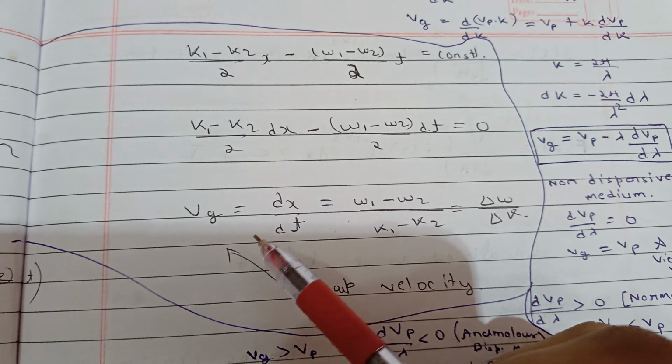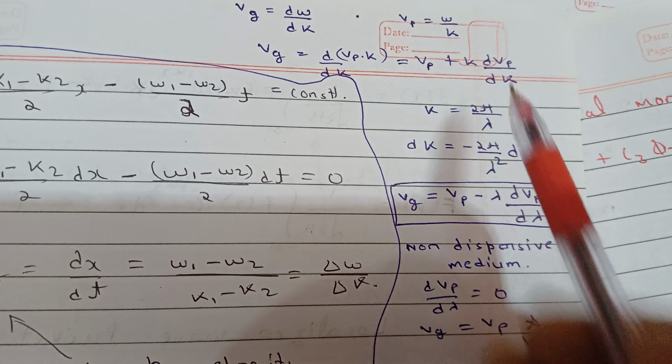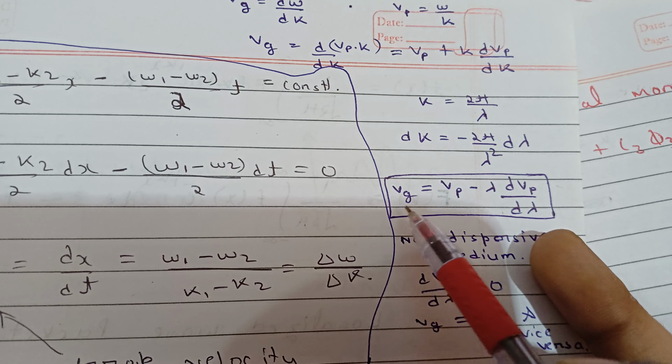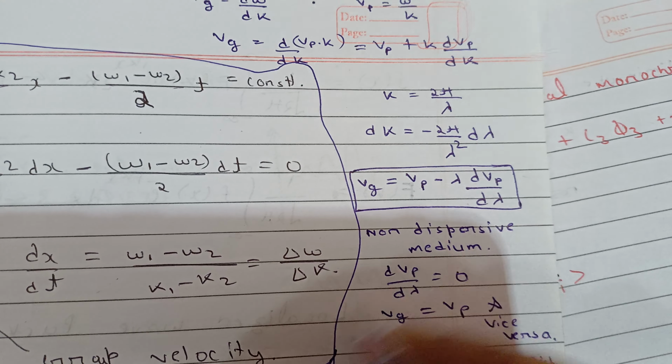Now we know k is nothing but 2 pi by lambda. Then dk will be minus 2 pi by lambda square d lambda. Then substitute this value here in place of dk. Then you will get Vg equal to Vp minus lambda dVp/d lambda. Now remember this relation. This is a very important relation between the group velocity and the phase velocity.